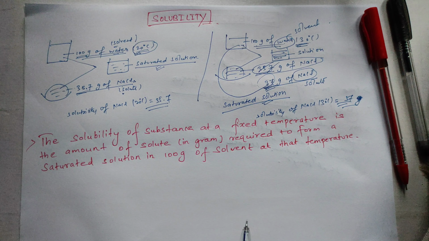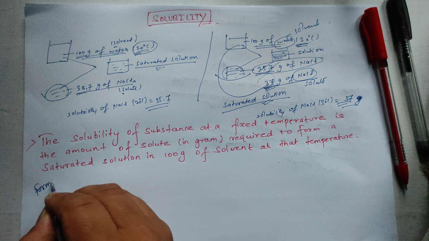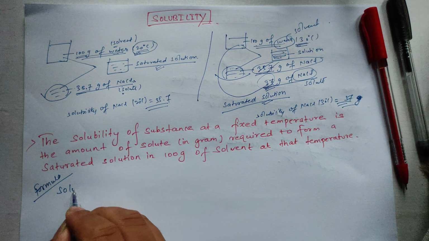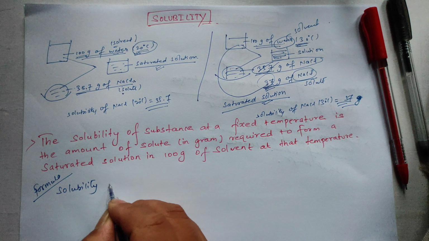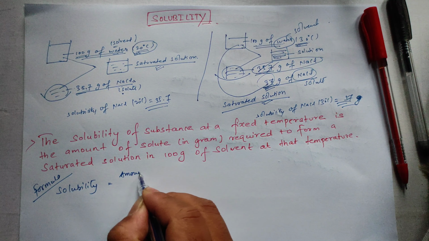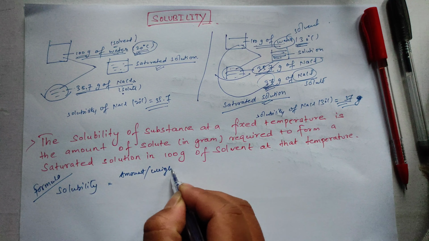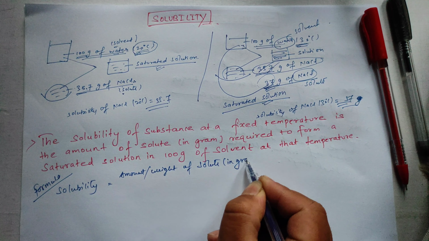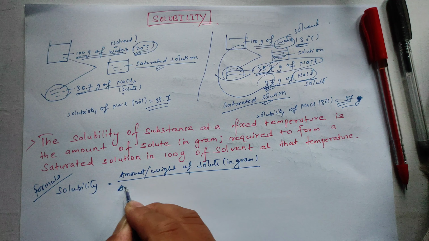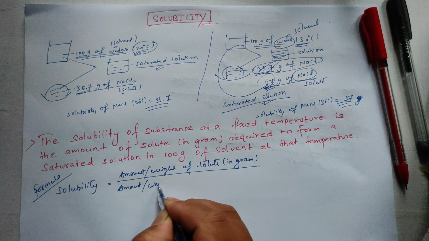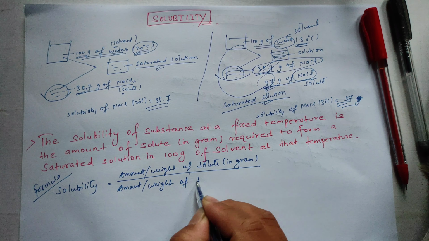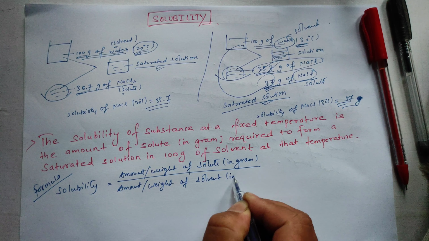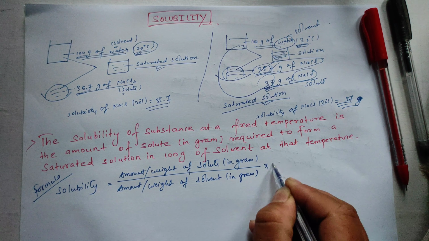Different substances have different solubility because they have different physical and chemical properties. The solubility of substances can be calculated by using a formula. The formula is solubility equals amount or weight of solute, that must be in gram, divided by amount or weight of solvent, it must also be in gram, multiplied by 100.